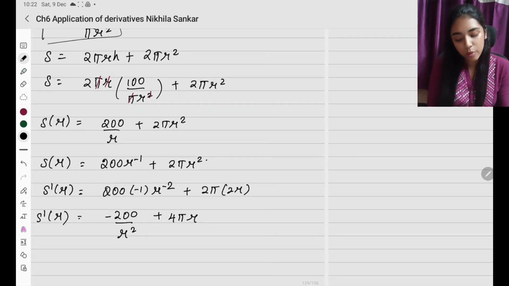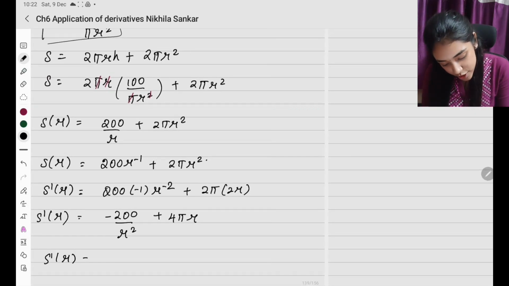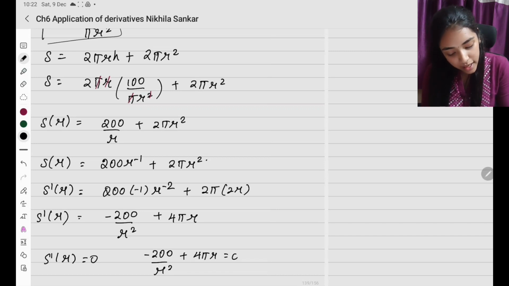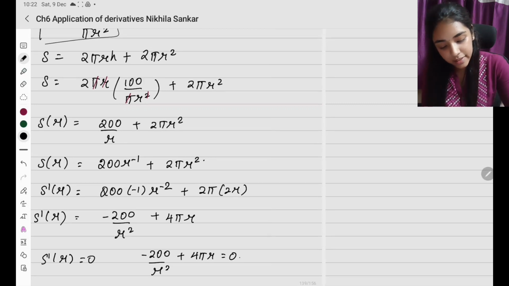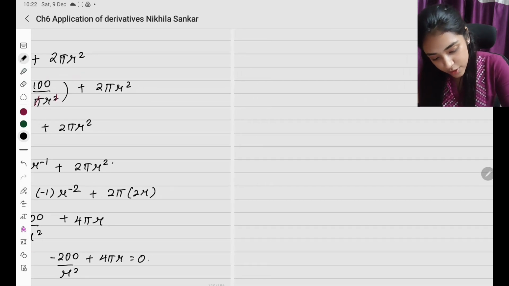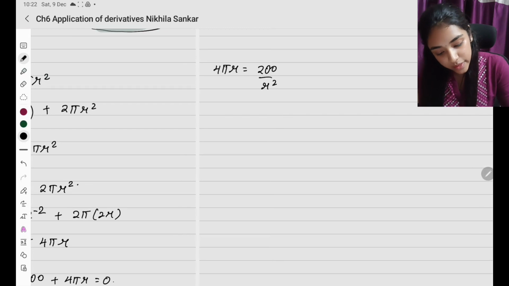To find the critical points, I have to equate my S dash of r to 0. When I do that, I have minus 200 divided by r square plus 4 pi r equals 0. So from this, I'll write it here. It is going to be 4 pi r equals 200 divided by r square, the minus goes away. So when I simplify this, I have r cube equals 200 divided by 4 pi.